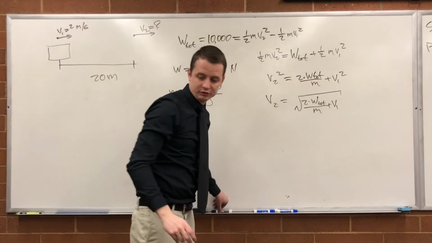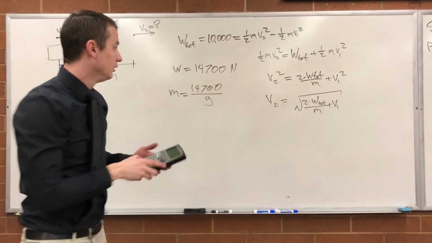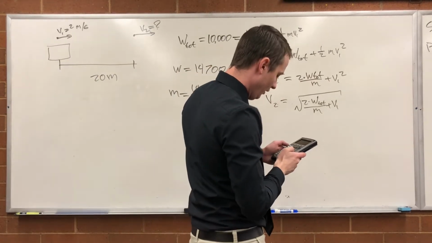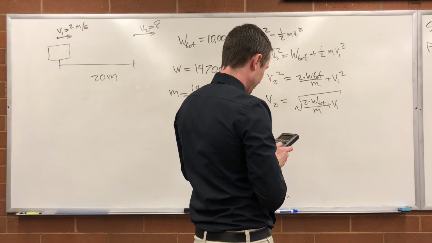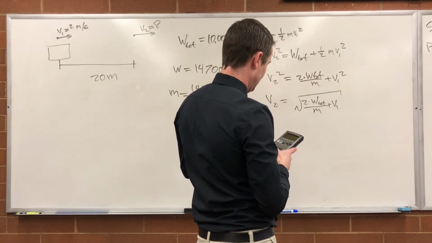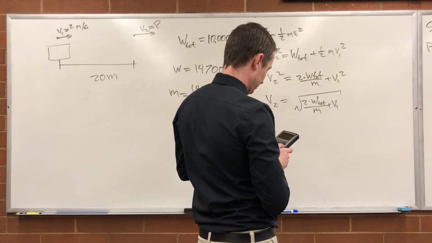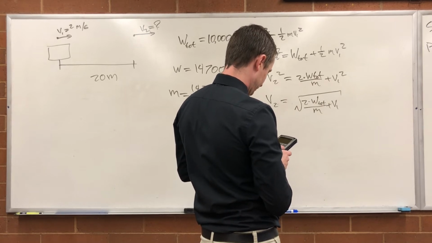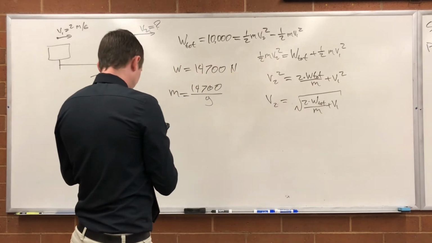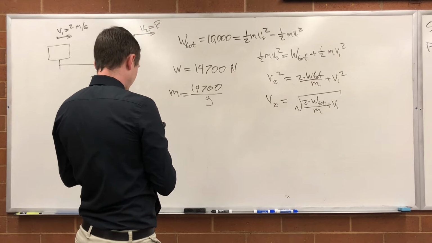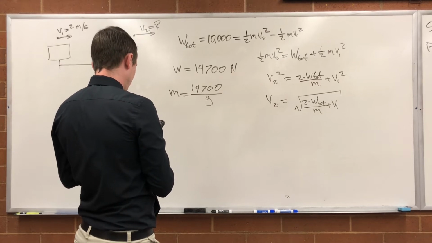So we'll plug in numbers now. I am looking for the square root of 2 times 10,000 divided by our mass. And our mass is 14,700 divided by 9.8.